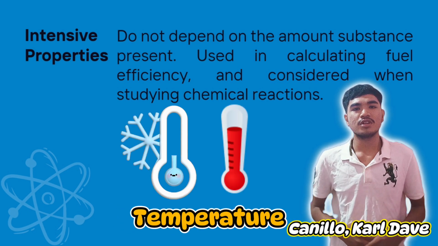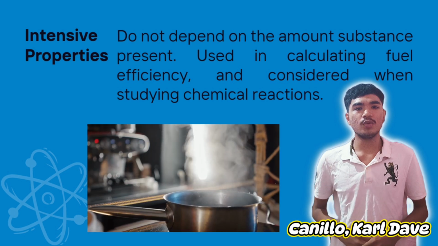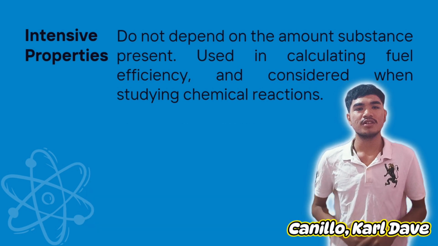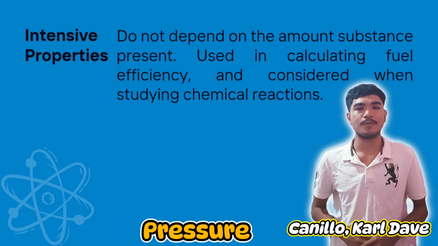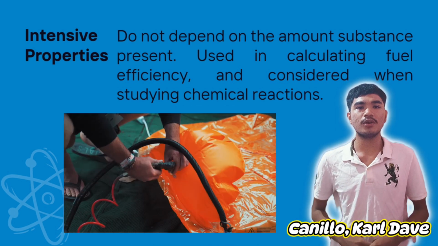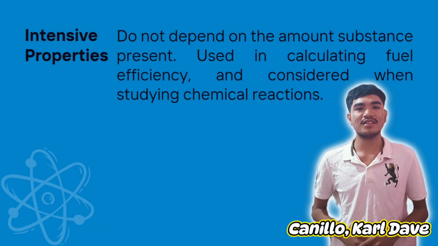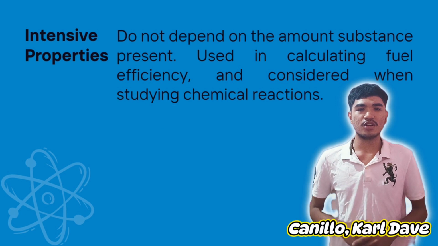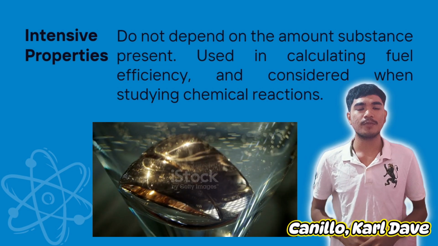First is temperature, the degree of heat or cold. Example, a cup of boiling water has the same temperature as a large pot of boiling water. Second is pressure, the force exerted by particles in a system. Example is air inside a small balloon and a large balloon can have the same pressure. Last is density, the ratio of mass to volume. Example to this is gold has the same density whether it is a small ring or a large bar.